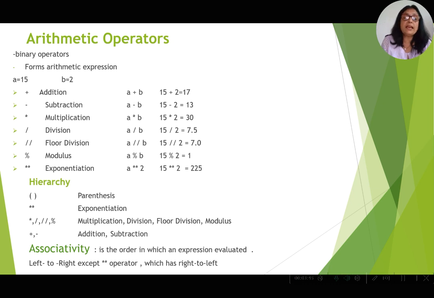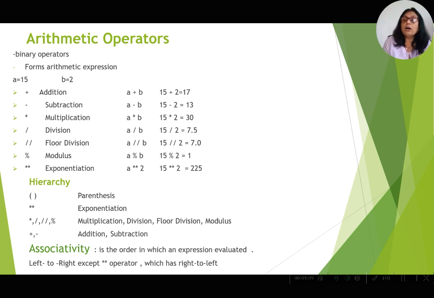Okay, addition, that means we will add two numbers. Here two operands, a and b. A value is 15, b value is 2. So 15 plus 2 is 17. Next one is subtraction, that is your minus sign. 15 minus 2, that is 13. Again, a into b, 15 into 2, 30. A divided by b, that is 15 divided by 2, then it is 7.5.